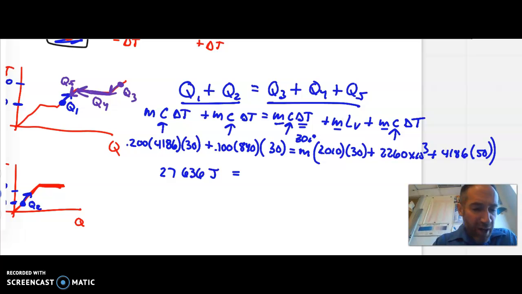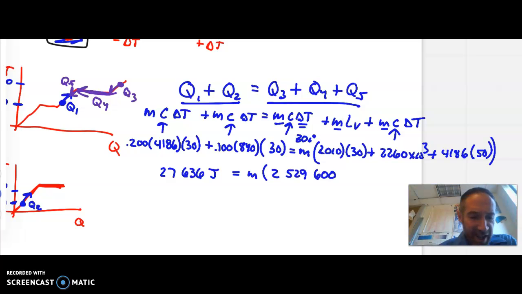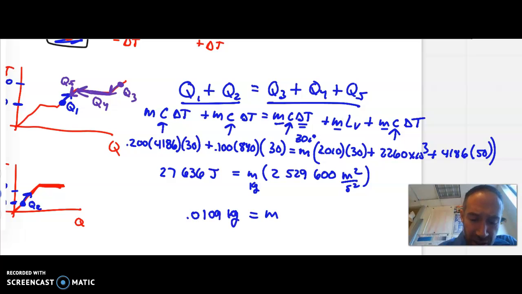Now, when I multiply all of that out, I end up getting 2,529,000. And since the mass is going to be in kilograms, this is joules per kilogram, so this is going to be meters squared per second squared. And so then when you go ahead and divide that out, you end up getting 0.0109 kilograms, or 10.9 grams of steam.